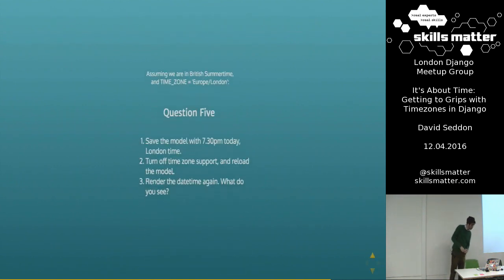Final question. So save the model with 7:30 p.m. today, London time. Now, turn off time zone support and reload the model. What do we see? So let's think about it. We've saved it in the database, 7:30 London time. That will be converted to UTC in the database. So it's 6:30 UTC in the database. When we turn off time zone support, it will be reloaded as a naive date time as 6:30. So the answer is 6:30.